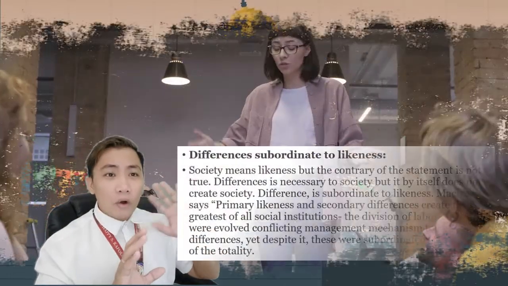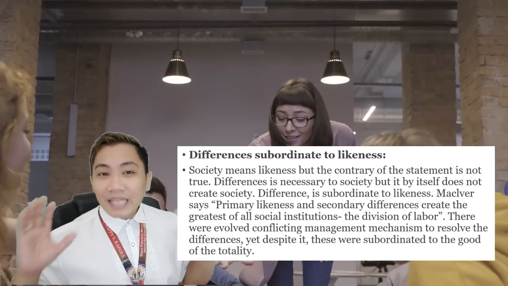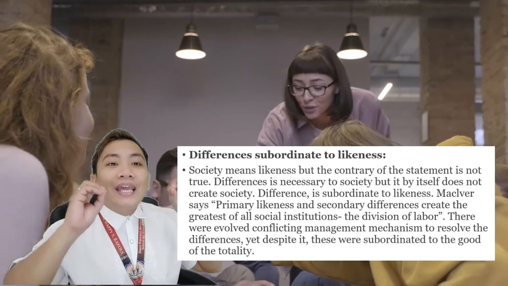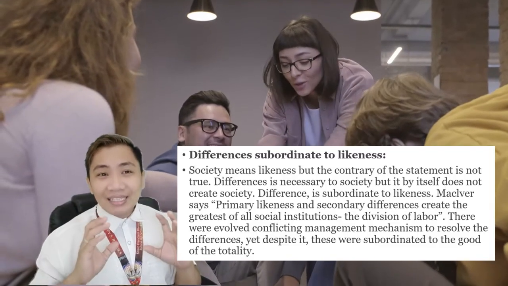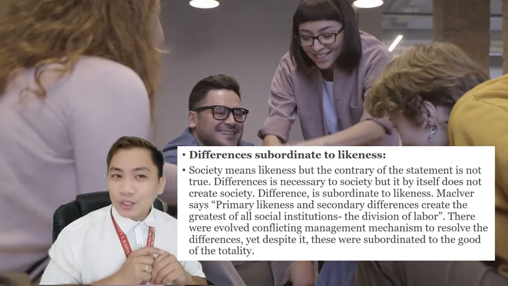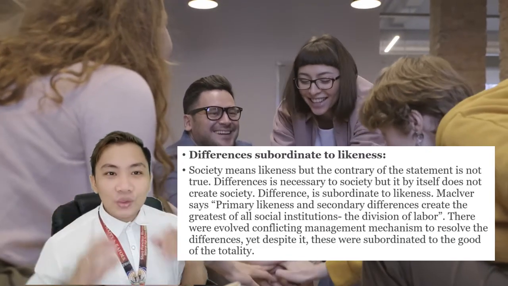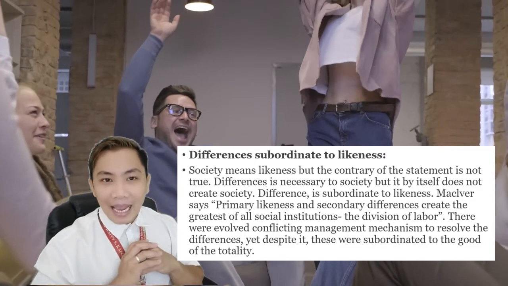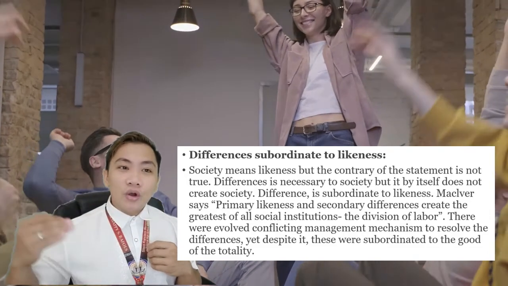And differences are subordinate to likeness, actually. So society means likeness, but the contrary of the statement is not true. Difference is necessary to society, but by itself it does not create society. Difference is subordinate to likeness. MacIver says primarily likeness and secondarily differences create the greatest of all social institutions, the division of labor. There evolved conflict management mechanisms to solve the differences, yet despite them, they were subordinated to the good of the totality.